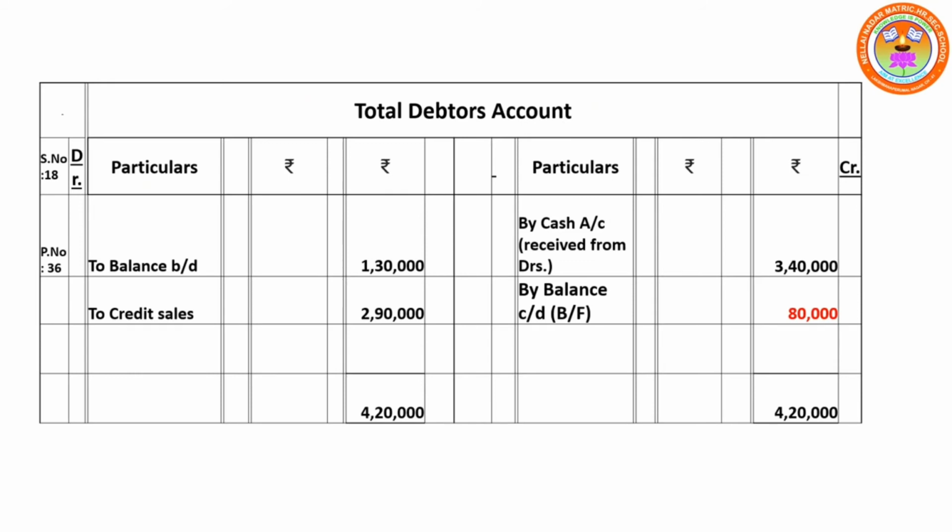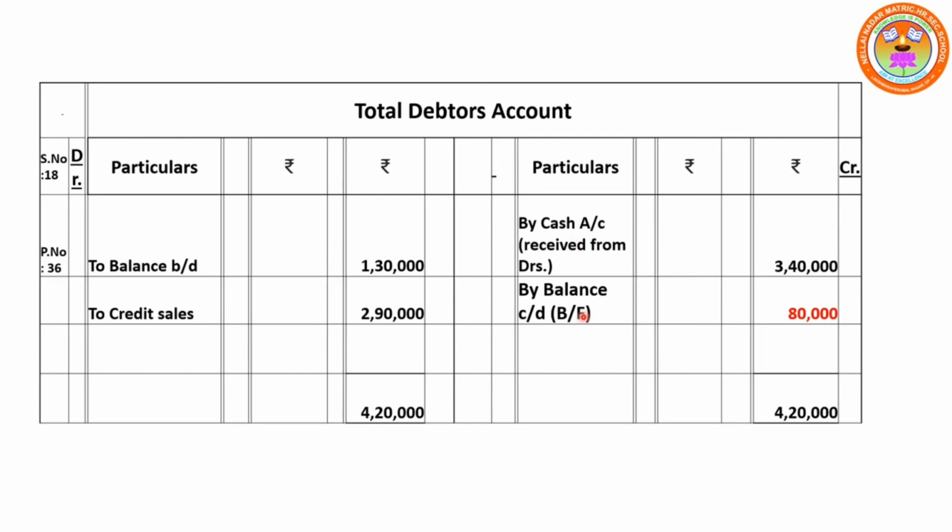So write the heading total debtors account. Debit side: to balance brought down, the beginning value of debtors. Under the 1st April date, the value given is 1,30,000. Then the second one, credit sales, is also available: 2,90,000. Now the credit side: cash received by cash account. It is indirectly given under the cash book. In the cash book debit side, to debtors 3,40,000. So that amount denotes cash received from debtors.